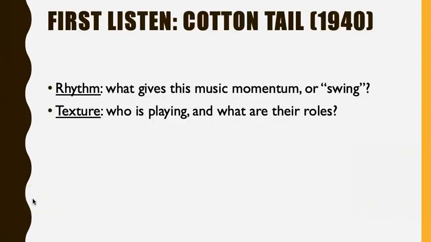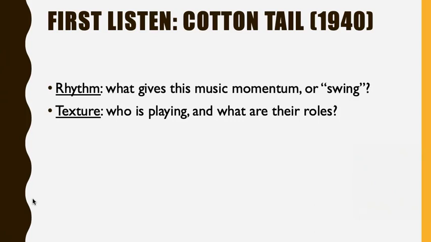All right, so what I'd like you to first do is to get the piece in your head, just to have sort of an idea of what we're listening for. So I'd ask you to go to My Lab through Pearson and listen to this piece. It's about 3 minutes long, pretty short, and pay particular attention to aspects of rhythm and texture.